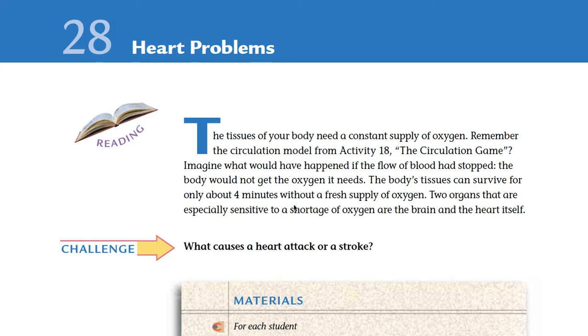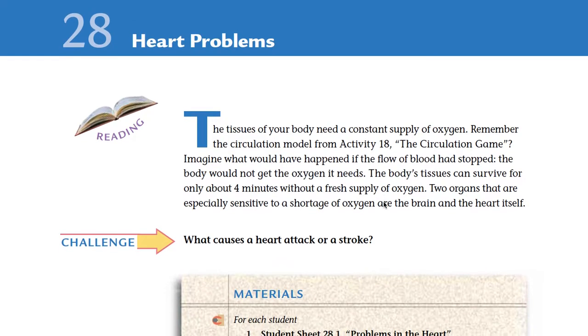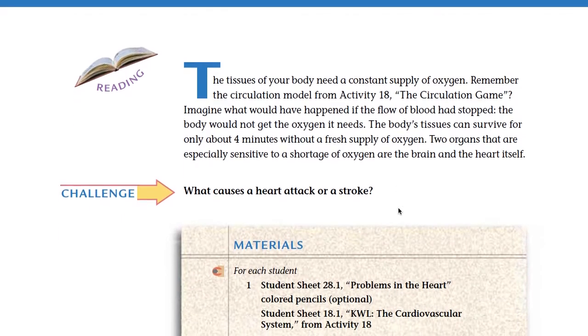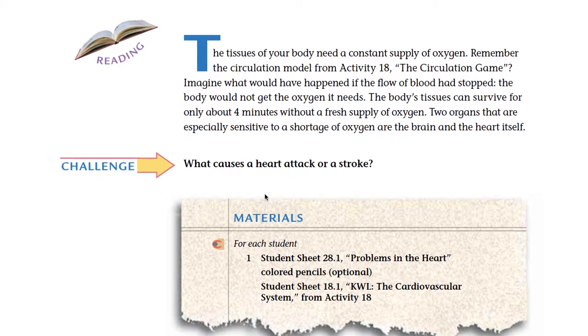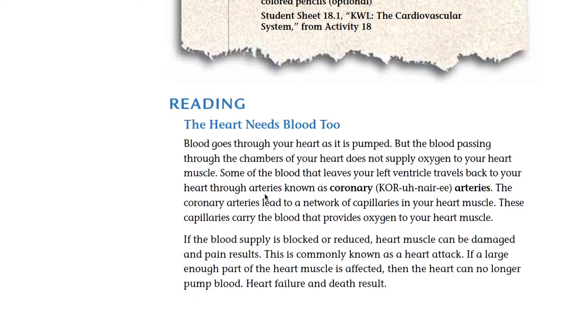Imagine what would happen if the flow of blood had stopped. The body would not get the oxygen it needs. The body's tissues can survive for only about 4 minutes without a fresh supply of oxygen. Two organs that are especially sensitive to a shortage of oxygen are the brain and the heart itself. Challenge question: what causes a heart attack or stroke?